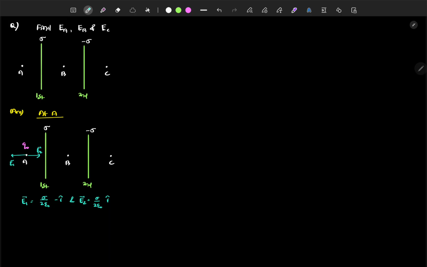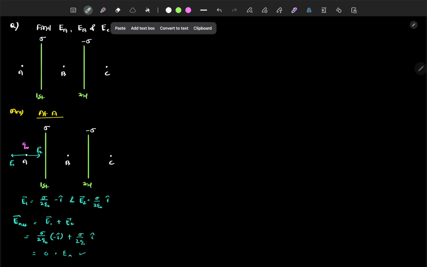So what is E net? E net vector is equal to E1 vector plus E2 vector. So it will be sigma by 2 epsilon naught into minus I cap plus sigma by 2 epsilon naught into plus I cap. The value will be 0. So this is E net at A. Finished? Next, come to B.